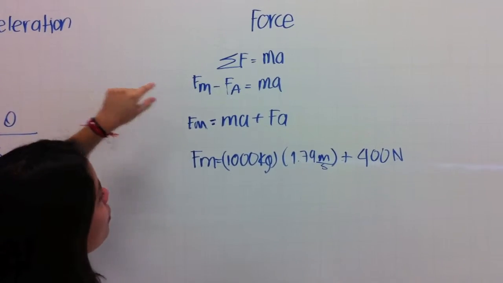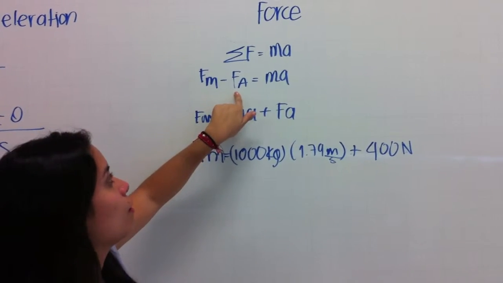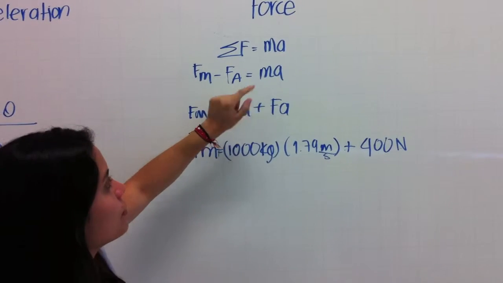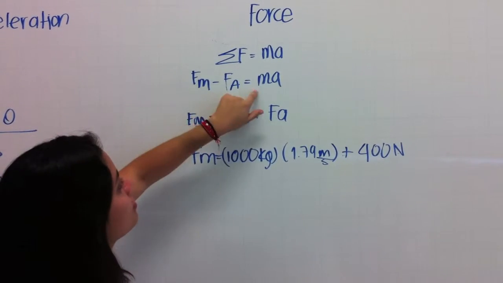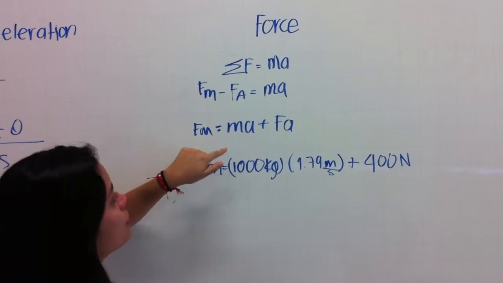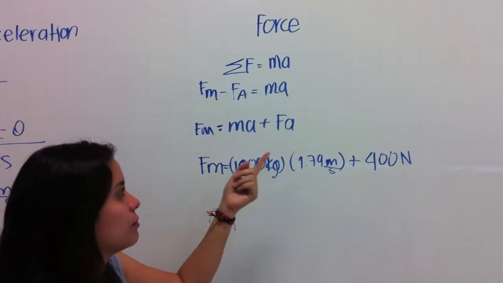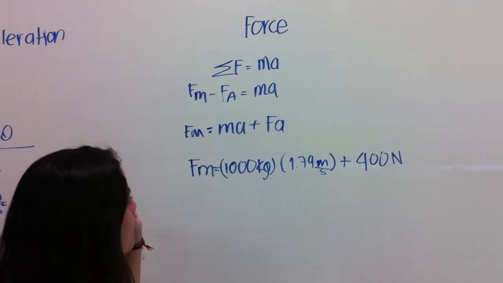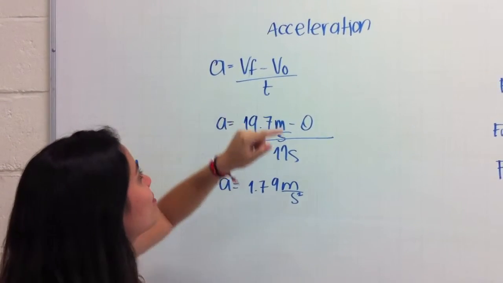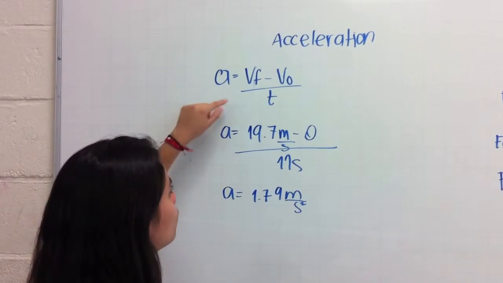So our forces is force of the motor minus force of the air, because it's resistance. It's equal to mass times acceleration. So we clear, and we have force of the motor is equal to mass times acceleration plus force of the air. And we want to get the acceleration.